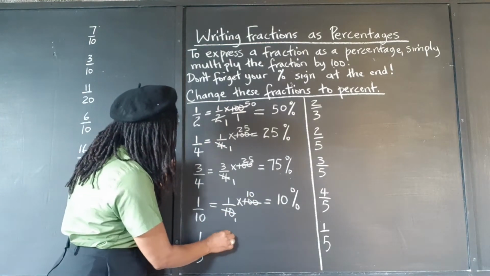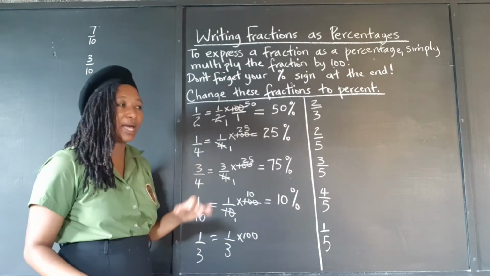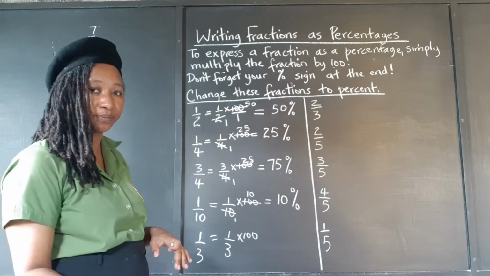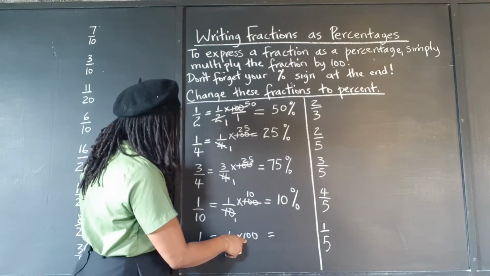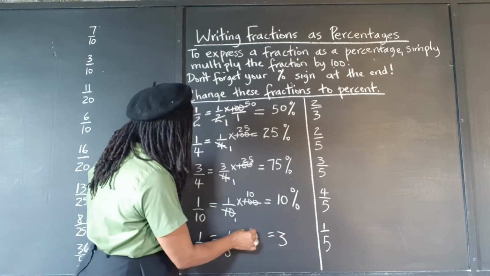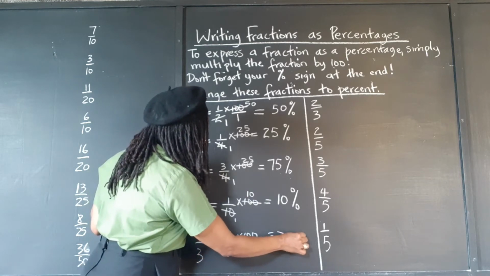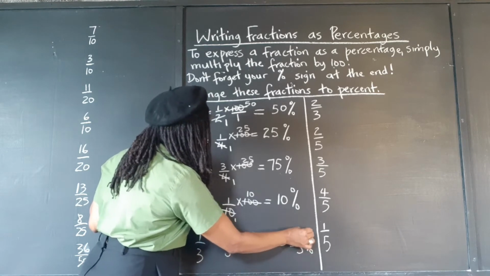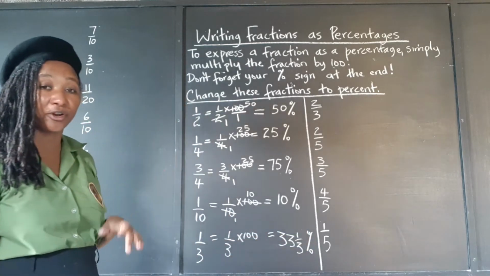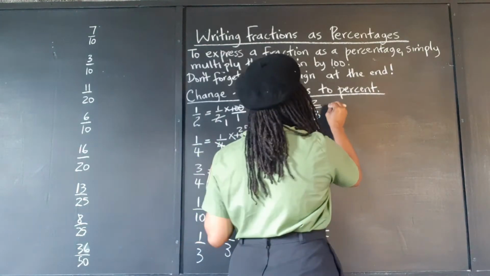1/3, so that's 1 over 3 times 100. 3 can't go exactly into 100. But we can still divide it and put our remainder. So 3 goes into 10 3 times remainder 1. 3 goes into that other 10 3 times remainder 1. And we put that over the divisor. So 1/3 is 33 and 1/3%. 2/3.